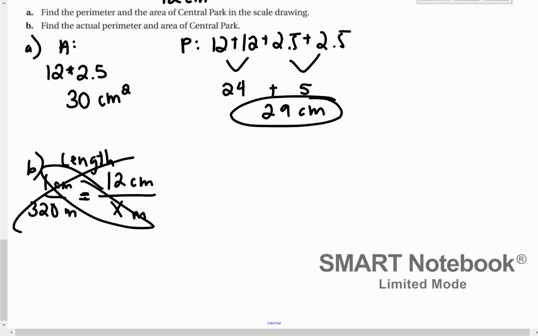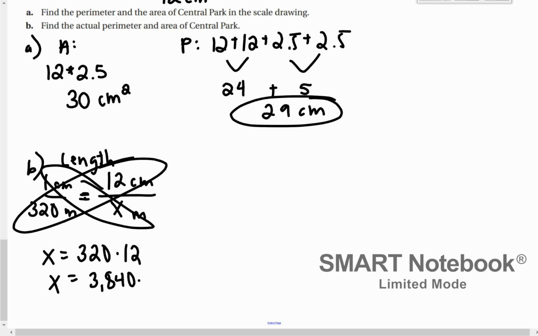We have cross products here. 1 times x is just x. 320 times 12. We do need to be showing this work. We get 3,840 meters. That's our length.